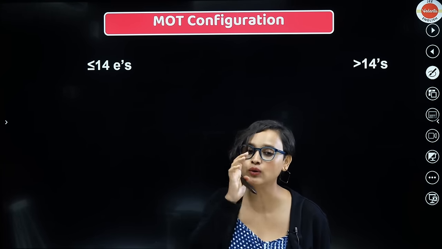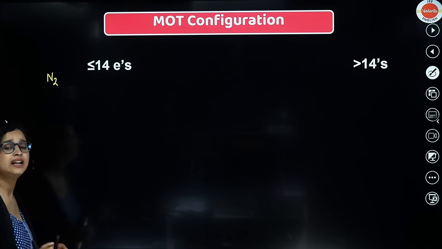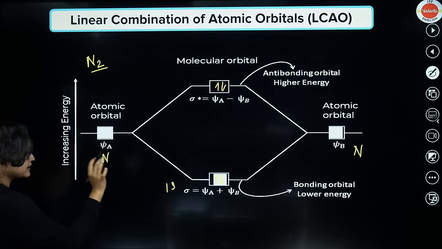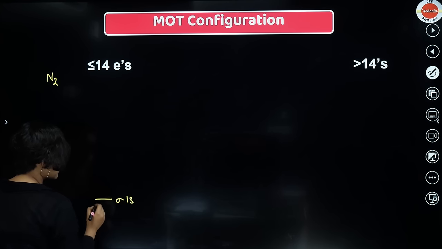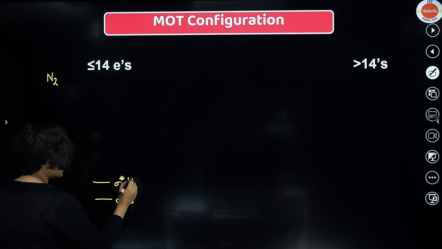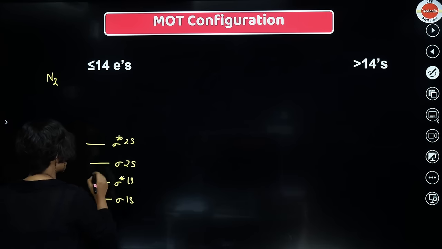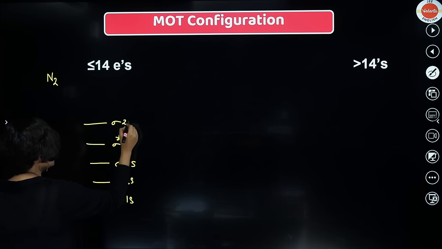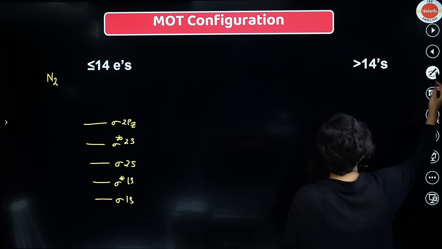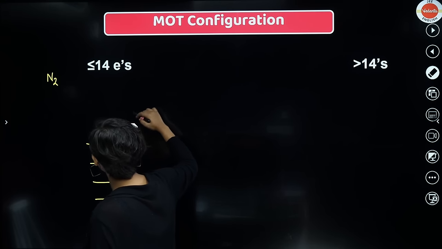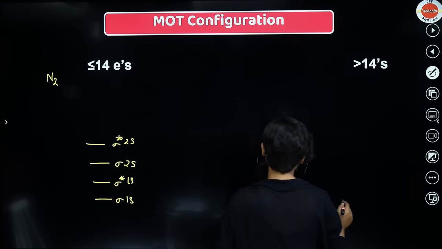So if it is less than or equal to 14 electrons, let's take the example of nitrogen, N2. In your exam, you don't have to decorate it like this. It's less than 14, right? So you write sigma 1s, sigma star 1s, sigma 2s, sigma star 2s, okay? Then you have sigma 2pz. Now we are not going to draw sigma 2pz first. This is where you differ, and this is what you have to remember. Till here, it's the same, everybody. Whatever I have written here, you're going to exactly copy it here also for more than 14.